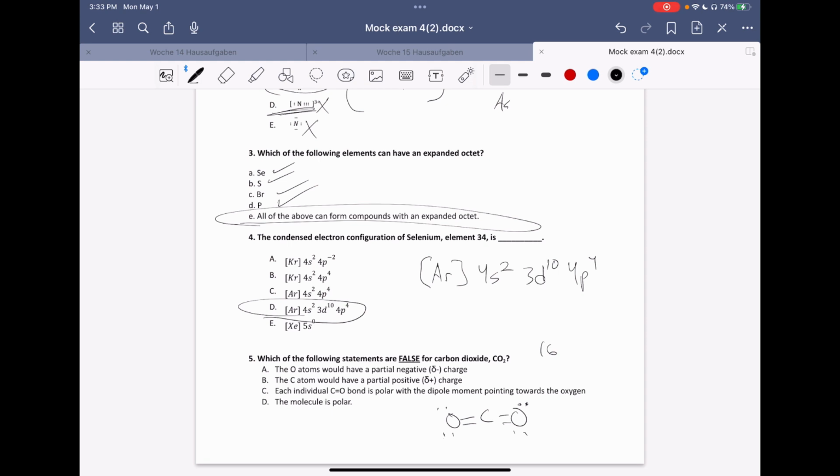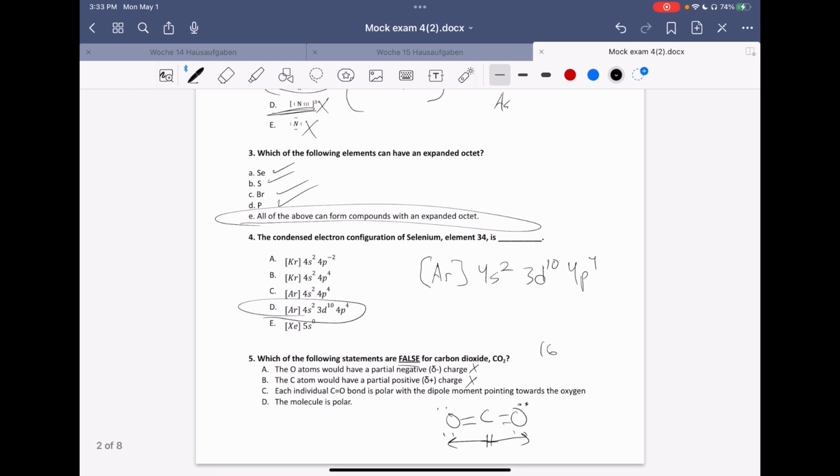And let me go back. There are bond dipoles, but they're equally canceled out on both sides because it's the same element, the same electronegativity difference on both sides. So then we're looking for the false statement. The oxygen atoms would have a partial negative charge, and that is true because oxygen is more electronegative than carbon. The carbon would have a partial positive charge. That is true because it is the least electronegative part. Each individual CO bond is polar with the dipole moment pointing towards the oxygen.